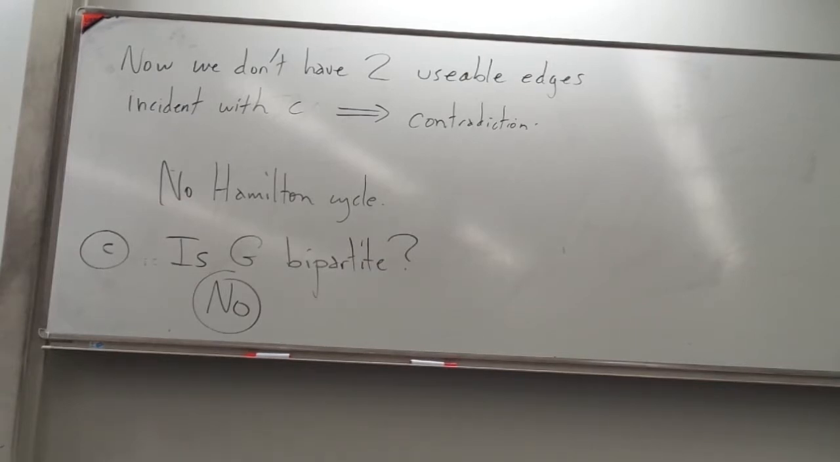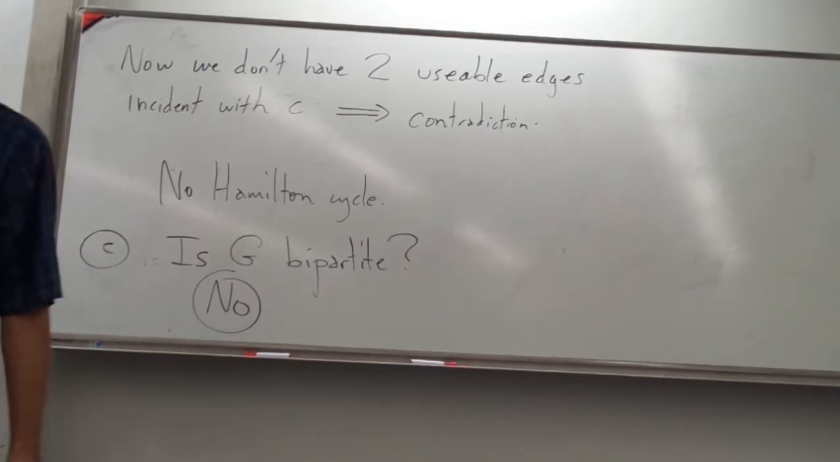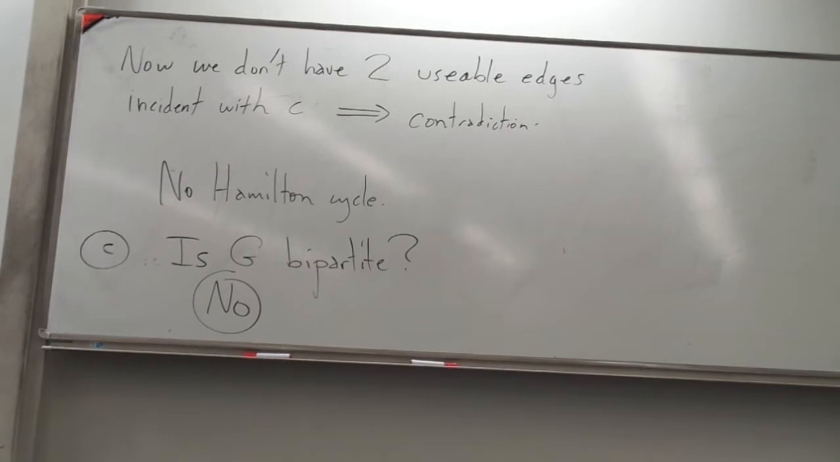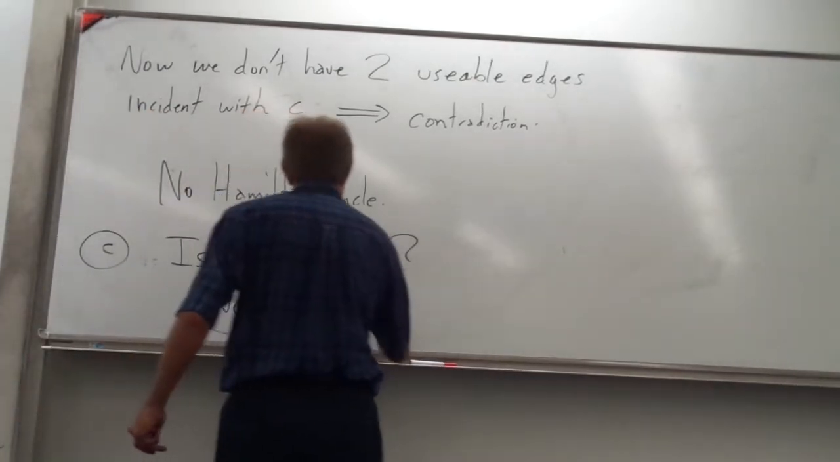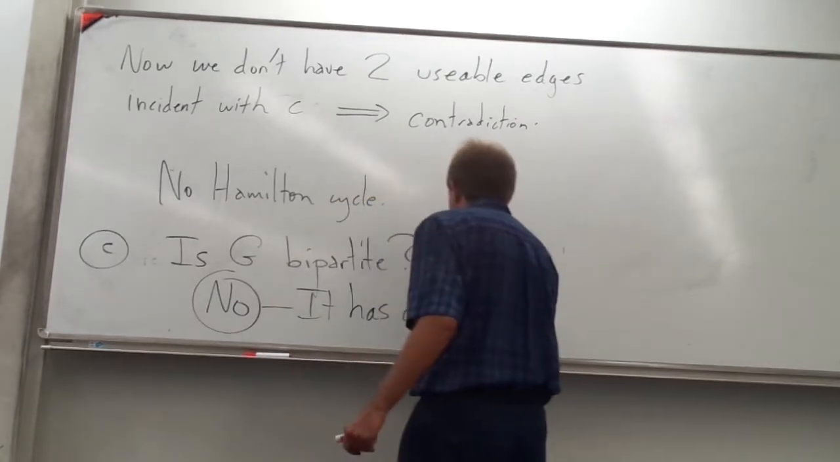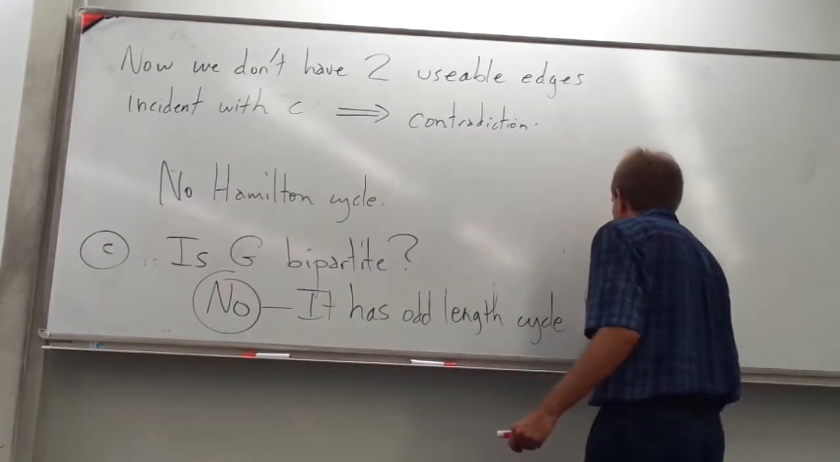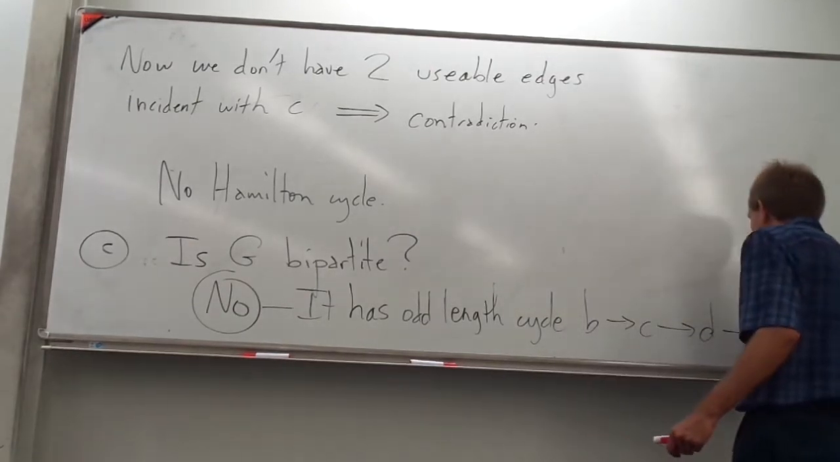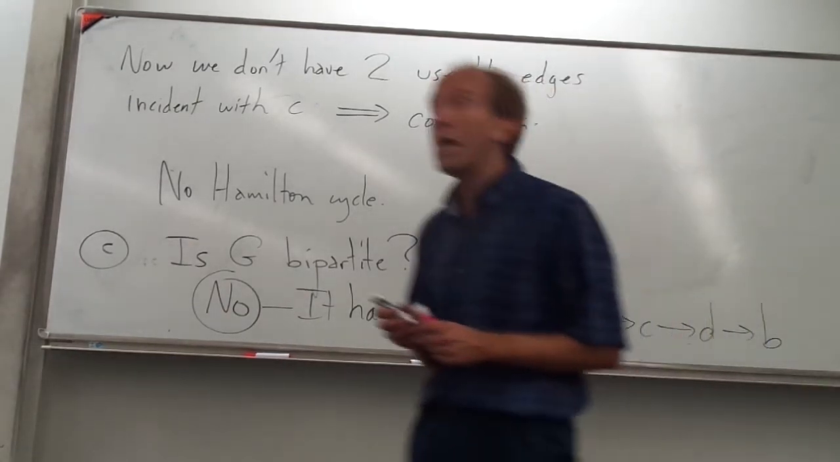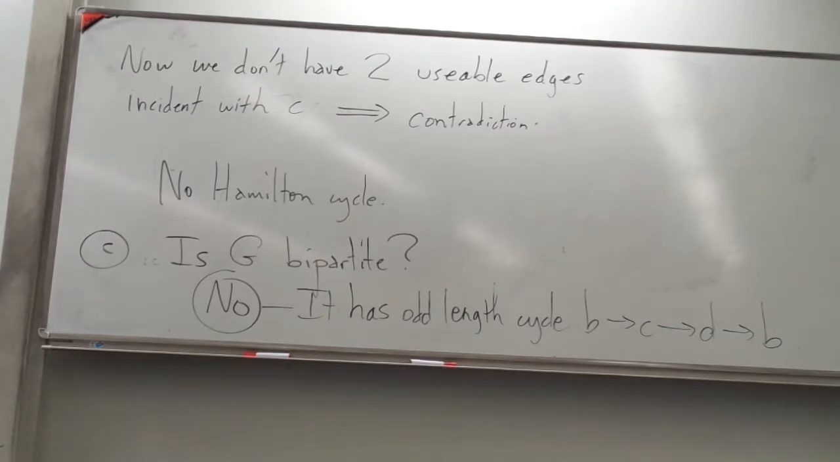Guys, remember we proved in class, this might be a good proof to review. A graph is bipartite if and only if it does not have any cycles of odd length. So this graph does have a cycle of odd length. So let me just write that down. It has odd length cycle, B to C to D to B, for example, right? That would be one.